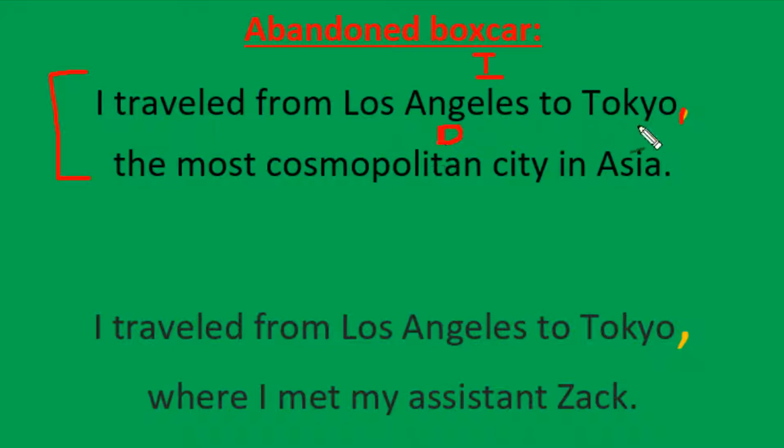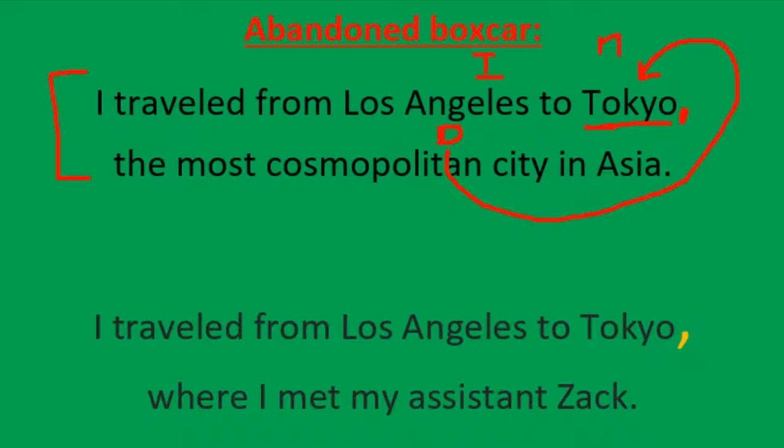Now, step three is to make sure that that dependent clause defines the word right before the comma. The word right before the comma, usually, not always, is going to be a noun. The most cosmopolitan city in Asia, you see, gives you more information, like a miniature definition of the word that sits before the comma, Tokyo.